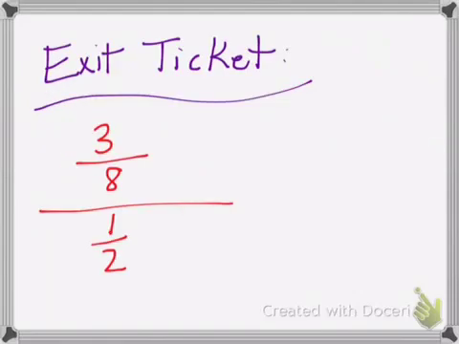So here is your exit ticket. This exit ticket should be completed on a separate sheet of paper and turned in once you're completed. So 3/8 over 1/2. I should see you writing this as a division problem. Simplify if necessary, and once you're finished, turn it into me for a grade.